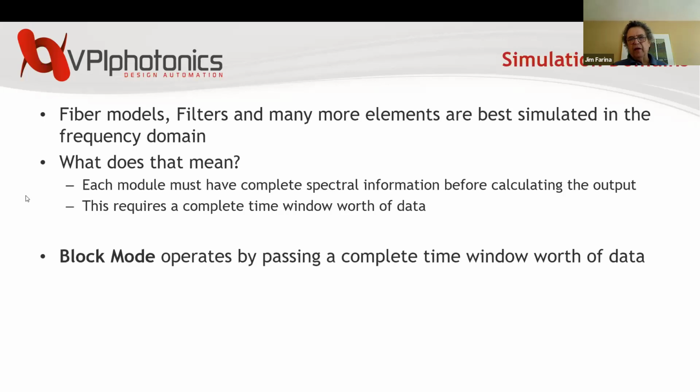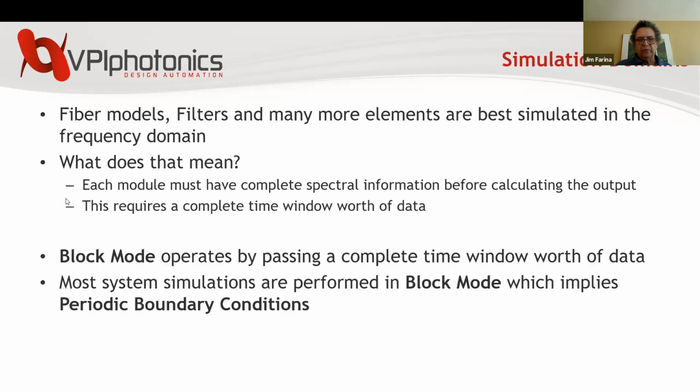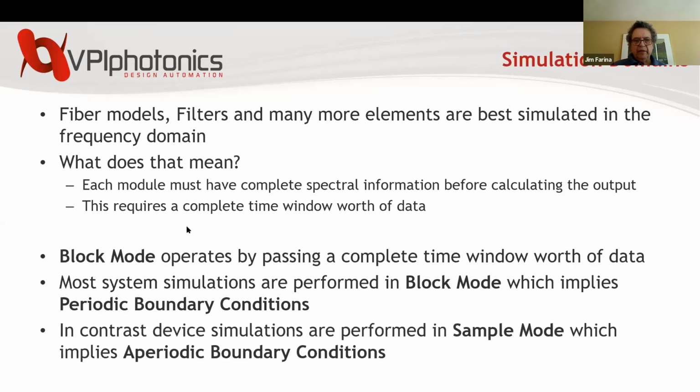We call this block mode. It operates by passing a complete time window worth of data from module to module. Most system simulations are performed in block mode, and that implies periodic boundary conditions. That's really best for when you're doing FFTs, and really kind of a requirement when you're doing Fourier transforms. In contrast, there are simulations performed in sample mode, which is what Eugene was using for the devices. This allows for bidirectionality and lots of things block mode does not, and that implies an aperiodic boundary condition.